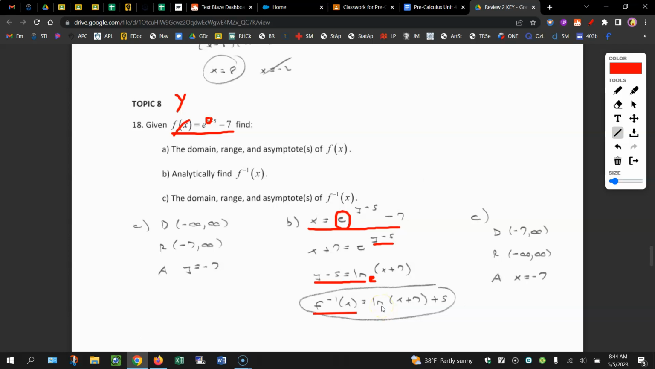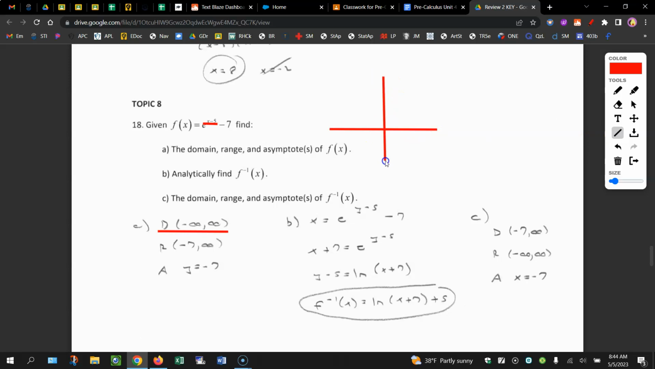Now, let's talk about domain and range of these two functions here. The original function, exponential, always has a domain of all real numbers. You can plug in any value for x you want to. There's no restrictions. The range, this graph is going to be looking like something like this for an exponential function. You moved it down 7, so you're going to have an asymptote here at negative 7, and it's going to do something like this. So that's why you see a range of negative 7 to infinity.